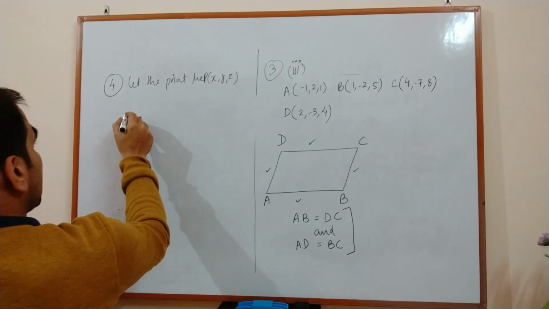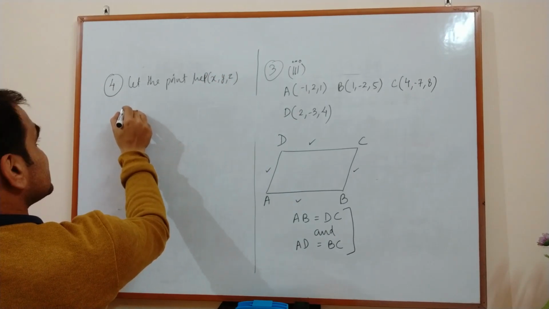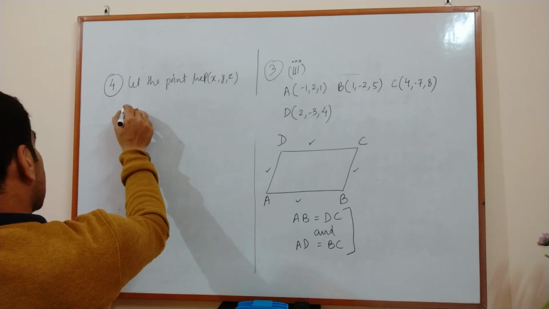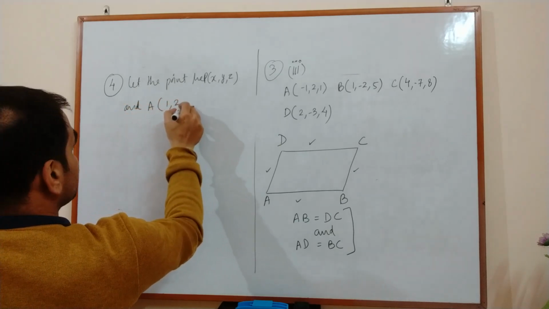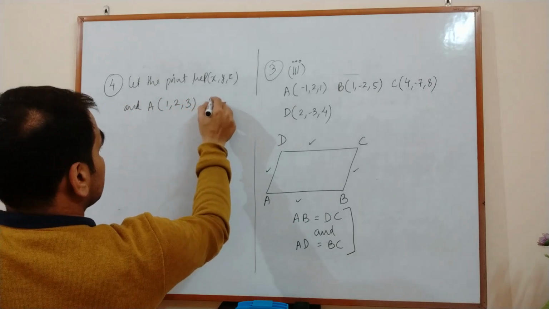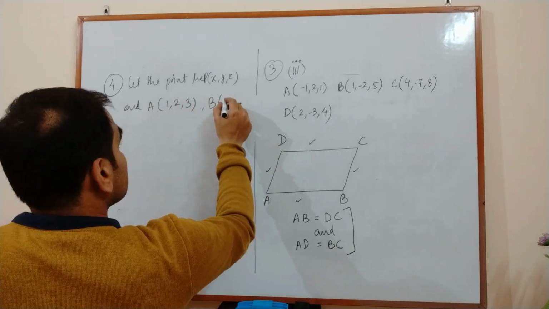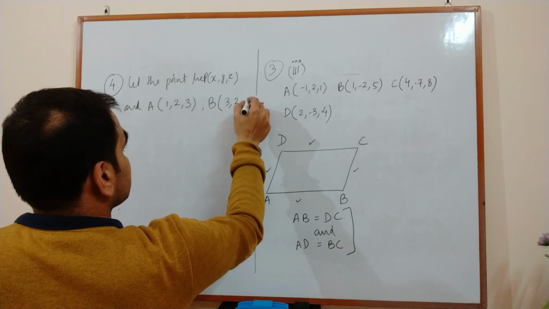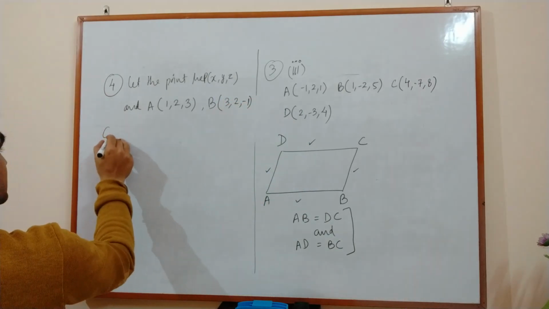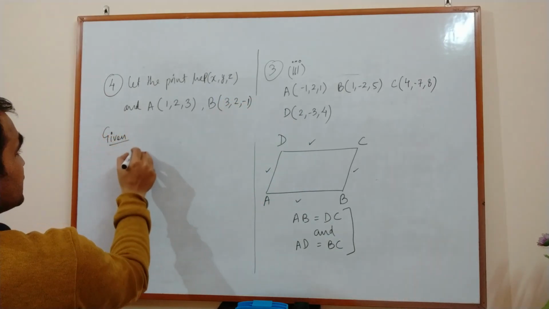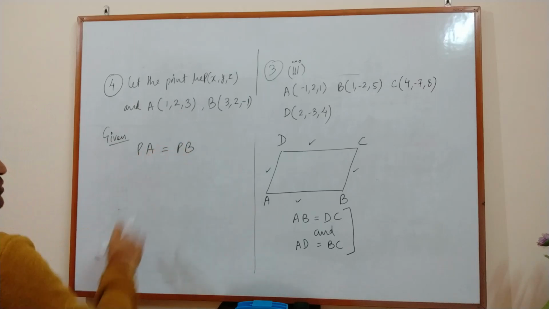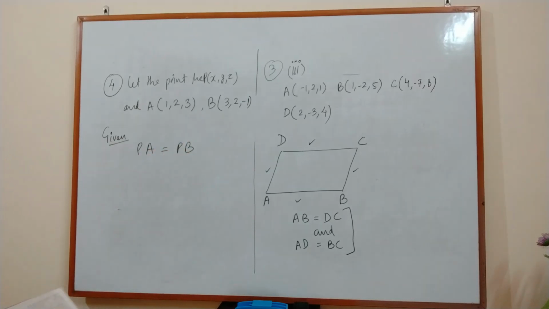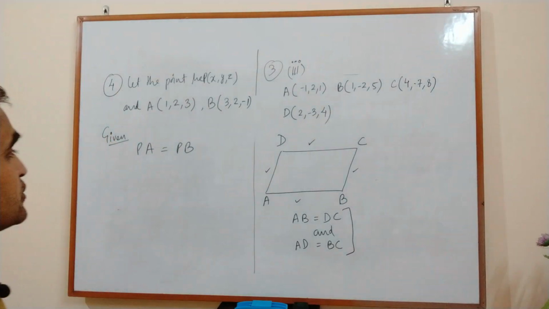The second, point A, is given to you as 1, 2, 3. Point B is also given to you, 3, 2, -1. It is given that PA is equal to PB, and we have to find the equation of the set of points. So, very easy.